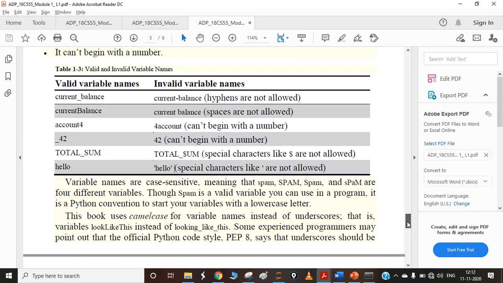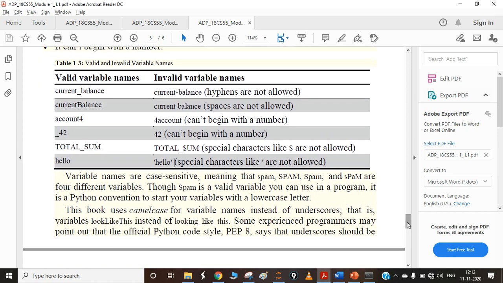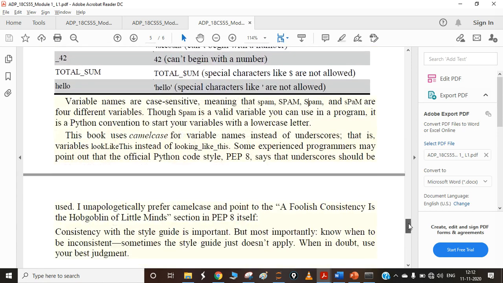And one more thing, Python is case sensitive. Here the first letter S is capital and the rest of the letters are lowercase. Here S is small, P is again capital, A small again, M capital. All of these represent different variables. So Python is case sensitive.